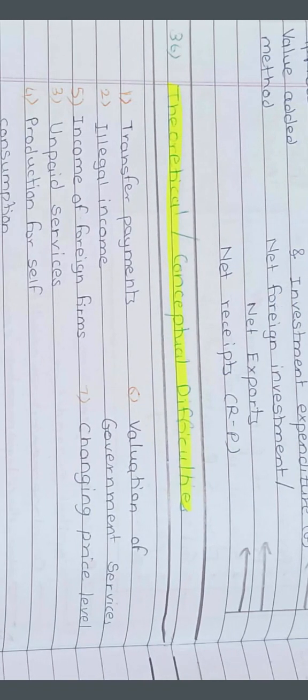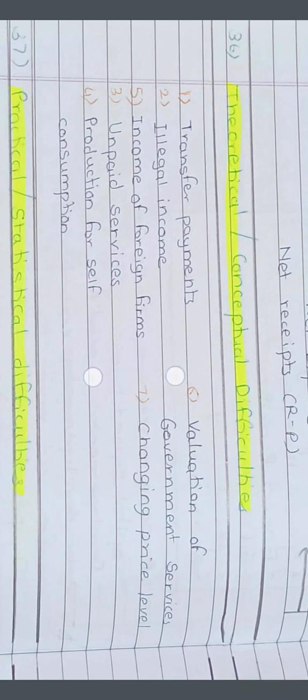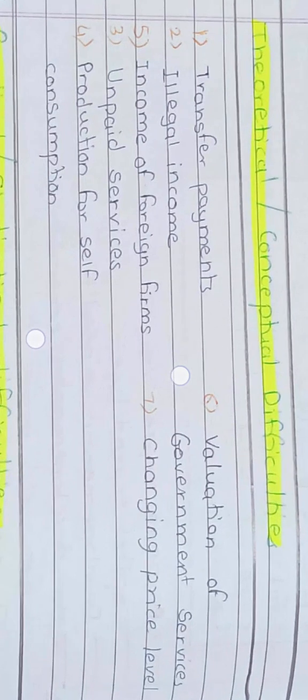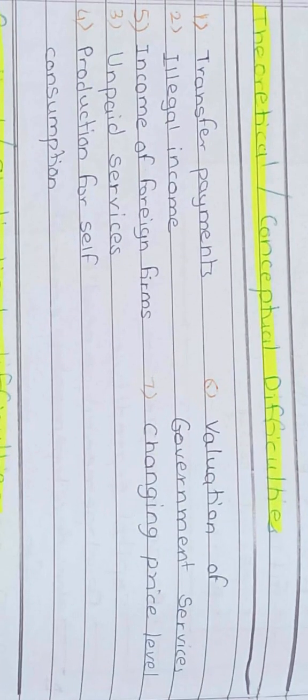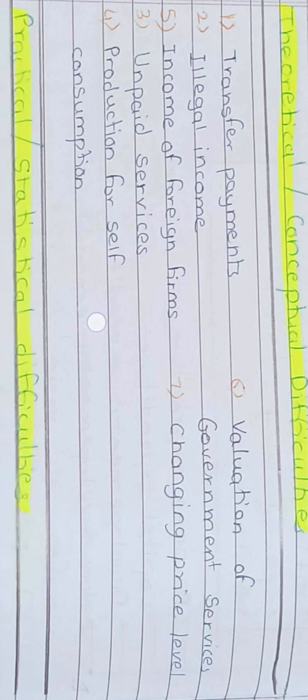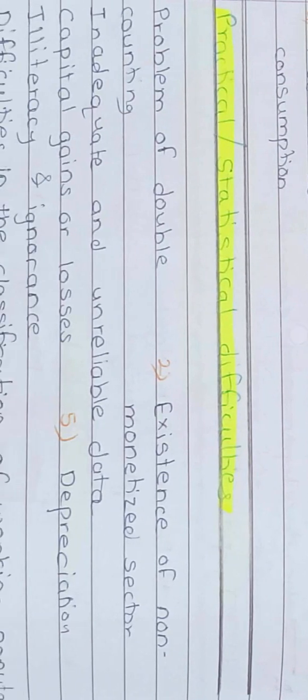Now let's see the theoretical or conceptual difficulties in measuring national income: transfer payments, illegal income, income of foreign firms, unpaid services, production for self consumption, valuation of government services, changing price level.